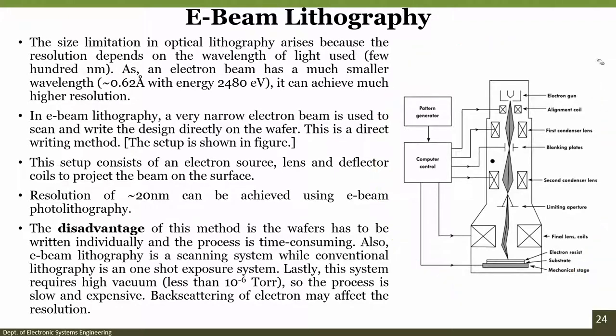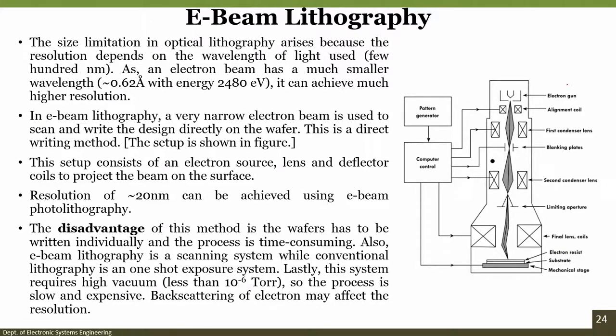If you start from the top, let us start from the bottom side, this one. You can see there is a mechanical stage on which the substrate is loaded along with the photoresist. Now the electron beam will scan this photoresist in a raster scanning mode, mostly raster scanning mode. There are other modes also for scanning.